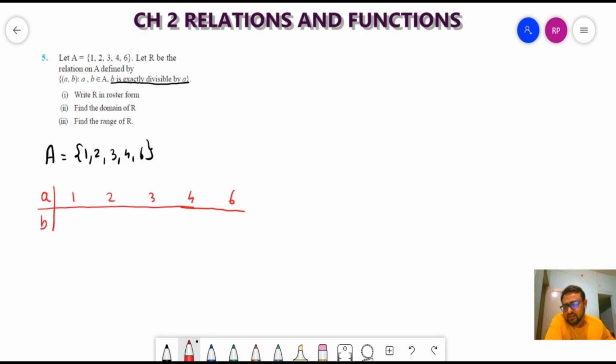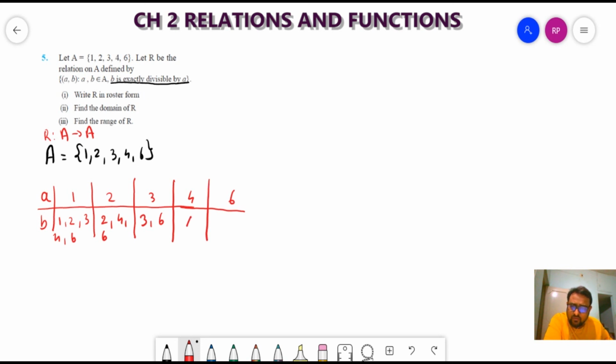For B, we have to take a number such that it is divisible by 1, or in short a multiple of 1. So that will be 1, 2, 3, 4, 5, 6, 7, 8, 9, 10, right? There can be any number, but here I can take only up to 6 because the relation is on A. That means R is from A to A. So codomain is A. I will write it down: 1, 2, 3, 4, 6. For 2, numbers divisible by 2 or multiples of 2: 2, 4, 6. We do not have 8, so we have only these. Multiples of 3 or divisible by 3: 3, 6. For 4, it will be 4, next is 8, but we do not have it. And for 6, it will be only 6, right?